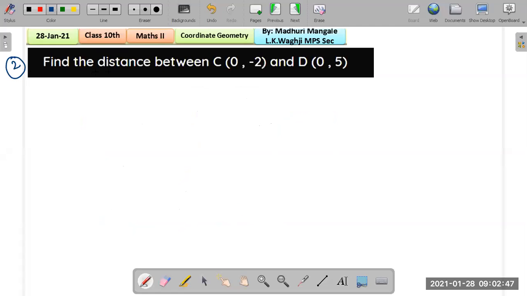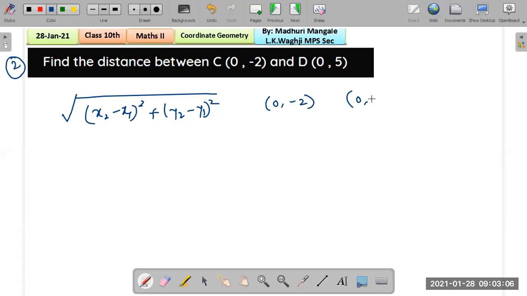Question number 2. Find the distance between these 2 points. To find the distance, we are going to use the distance formula, which is the square root of x2 minus x1 the whole squared plus y2 minus y1 the whole squared. We have the points 0 comma minus 2 and 0 comma 5. The first point gives you x1 comma y1, and the second gives you x2 comma y2. Just plug in the values and solve.